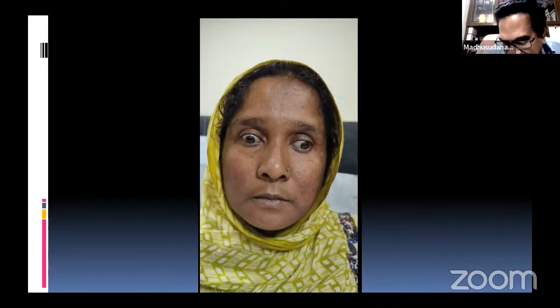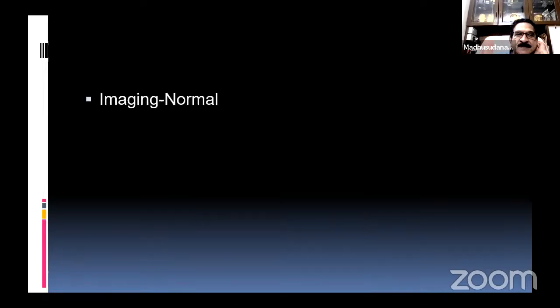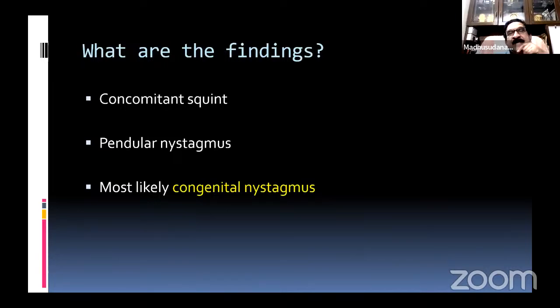Simple. Quick pendular nystagmus. Again pendular nystagmus, but horizontal. It's also congenital horizontal pendular nystagmus because it maintains that same pattern in all directions. So it's congenital. And often congenital nystagmus is associated with a squint also. Here the patient has a concomitant divergent squint.